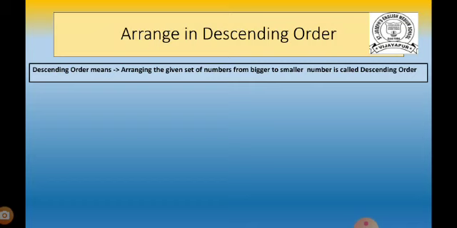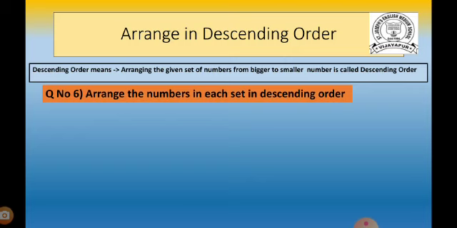Descending order means arranging the given set of numbers from bigger to smaller number. Question number 6. Arrange the numbers in each set in descending order. The question is like this: 6523, 1875, 4532, 7444. Now among these, which is the biggest number here?